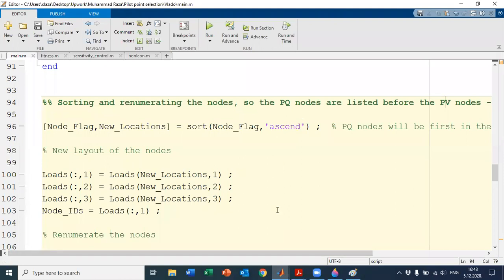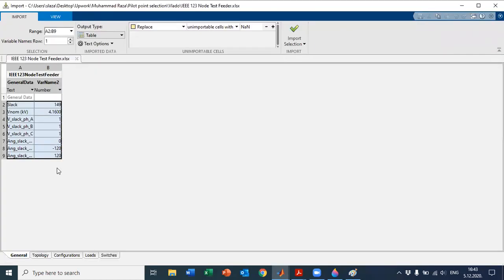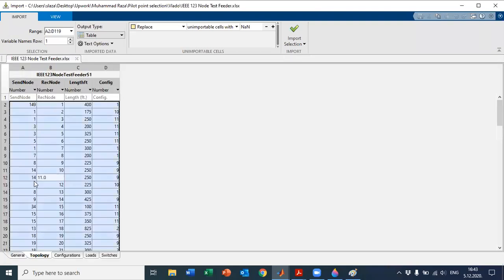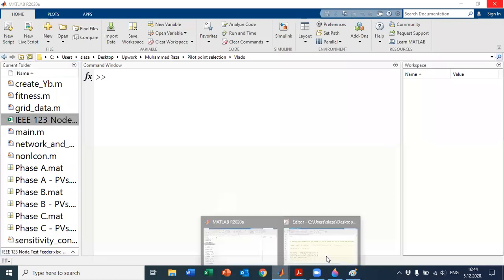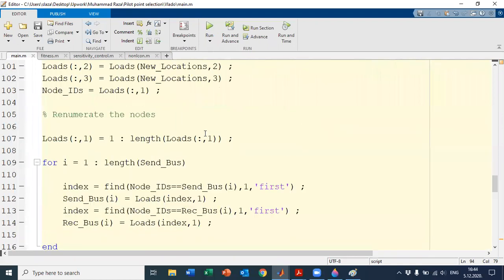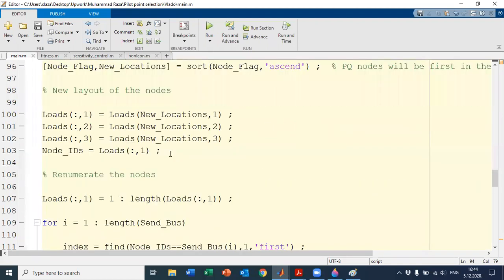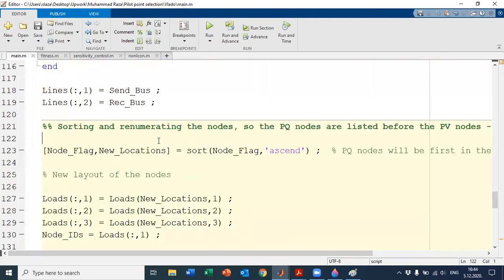And furthermore, because we're simulating an unbalanced system, some of the lines have only one phase. So some of these nodes mentioned here don't exist in every phase. For example, this node doesn't exist in all three phases. Rather, it exists in just a single phase, for example, phase A, phase B, or phase C. So that's why we need to renumerate the nodes. And this is basically just cosmetic stuff. This is nothing important.